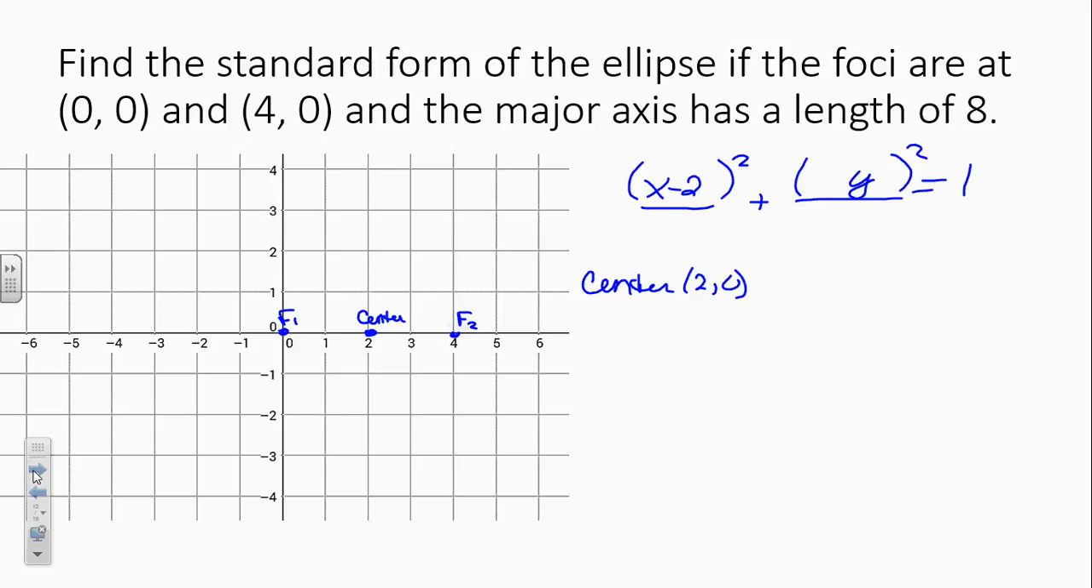So we are 1, 2, 3, 4. Did I mess up on this one? 0 over 4. I went the other way. Sorry, I went the other way. 0 over 4 up. Apologies on that. 0, 0, and 4, 0. No, I was right. Okay. I just don't have enough space here. 1, 2, 3, 4. Yes, I do. Okay. I have a space for 4. So the major axis has a length of 8, right?